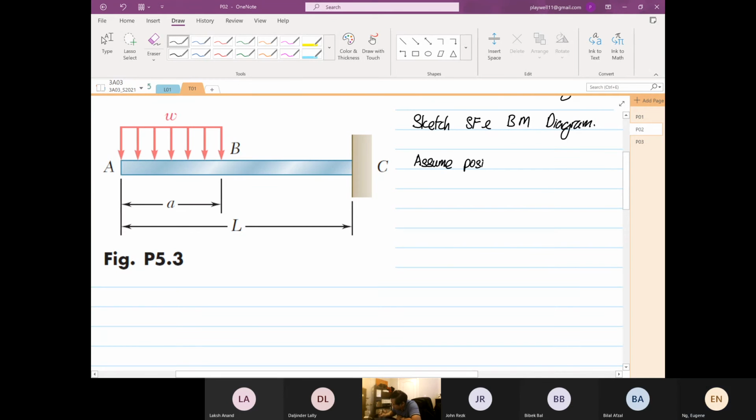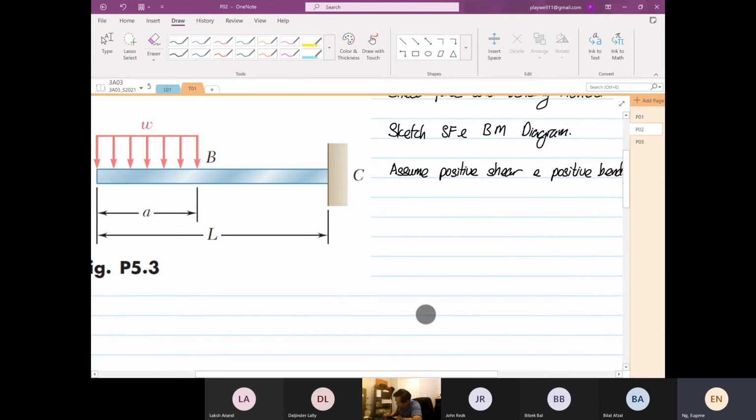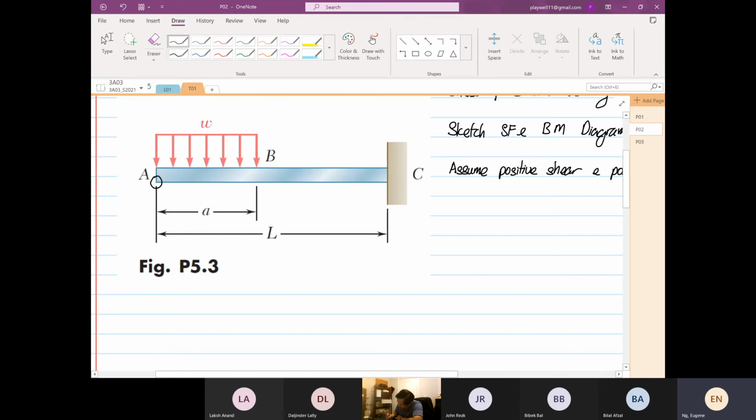positive shear and positive bending moment. So what that actually means is this, okay? Always remember the geometric datum is always on the left hand side. So this is our geometric datum, and the geometric datum will not change at all. Later on, I will tell you why.